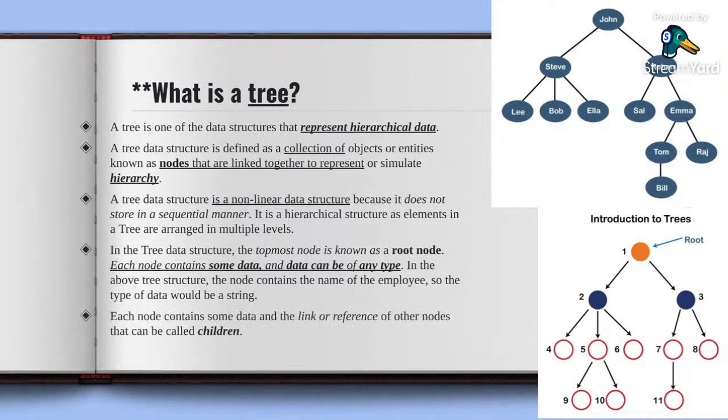Each node contains some data and the link or the reference of other nodes that can be children. They can be called children. Okay. So yeah, I missed that part that these guys are called children. Nodes that do not have children are called leaf nodes.